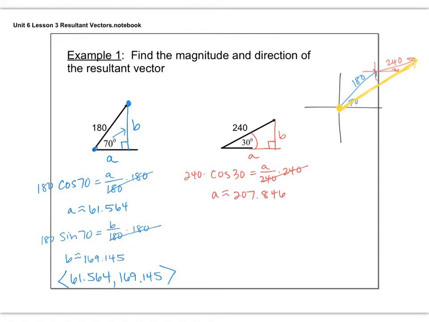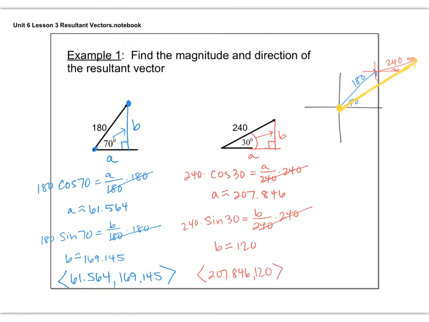Now we'll do the same thing. Let's find B, the vertical component. This time it's opposite of our angle, so it's going to be opposite and hypotenuse, so sine. So sine of 30 equals B over 240. Multiply both sides by 240. These will cancel out. I type it in my calculator, and B is approximately 120. So our component for this vector is 207.846, comma, 120.